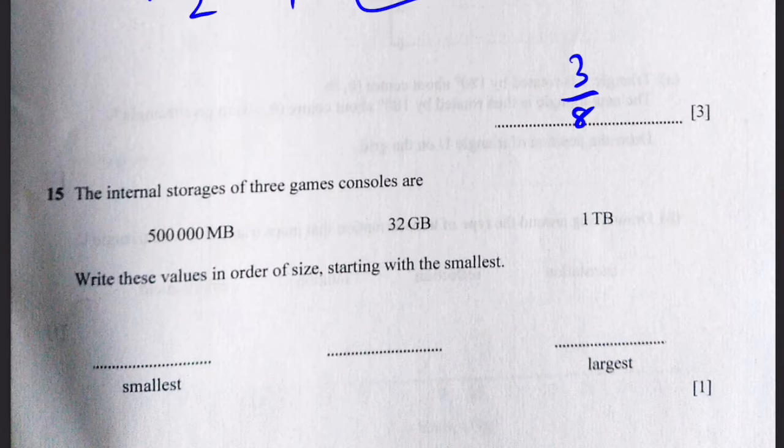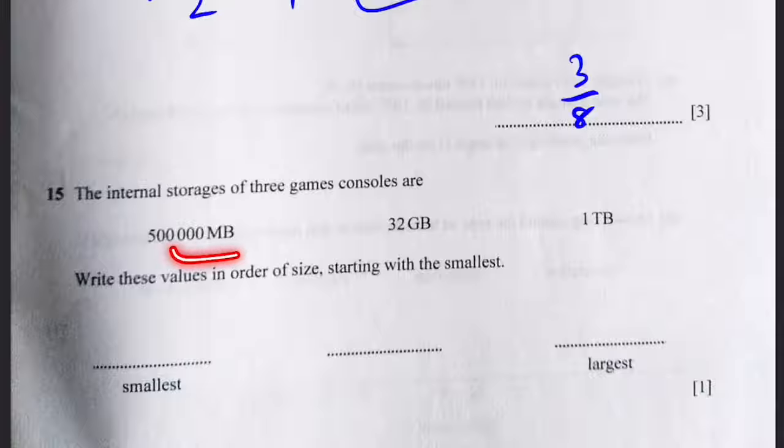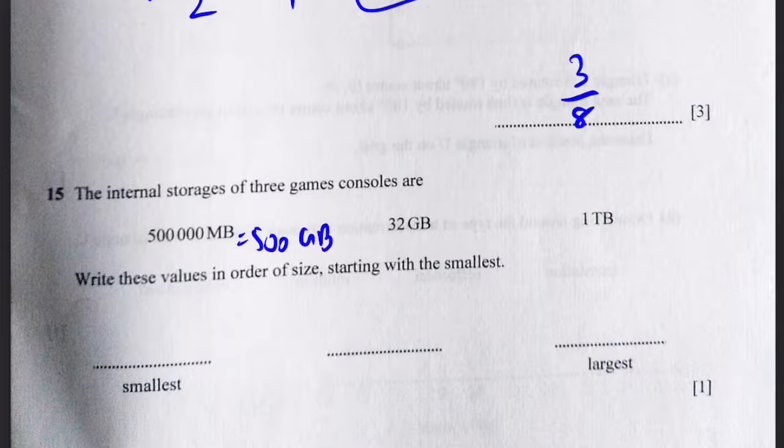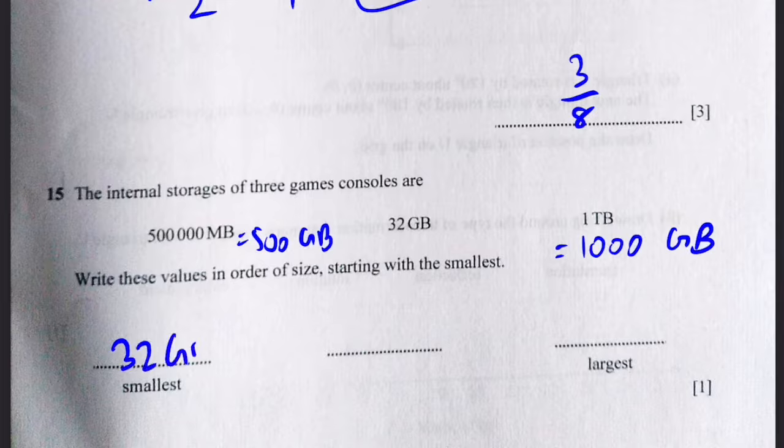The internal storages of 3 games consoles are 500,000 MB, 32 GB, and 1 TB. Write these values in order of size, starting with the smallest. Let's convert everything to, for example, GB. So MB, we have to divide by 1000 to get GB. That will be 500 gigabytes. Now 32 GB is already in that unit. Now 1 TB, which is a terabyte, we have to multiply by 1000, so that will be 1000 gigabytes. Now the smallest is 32 GB, which we can write here.